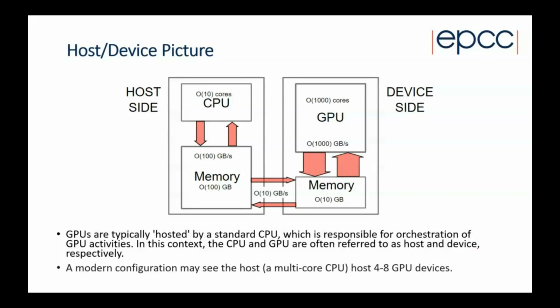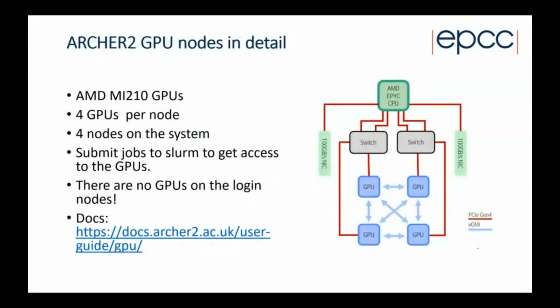Modern configurations in high-performance computers are a bit more complicated than this. You tend to have a host, a single CPU, or maybe a pair of CPUs, and then 4 to 8 GPU devices in a node setup. I think I have a diagram next. Yeah, so this is the example. This is the sketch for the GPU nodes we'll be accessing on ARCHER2.